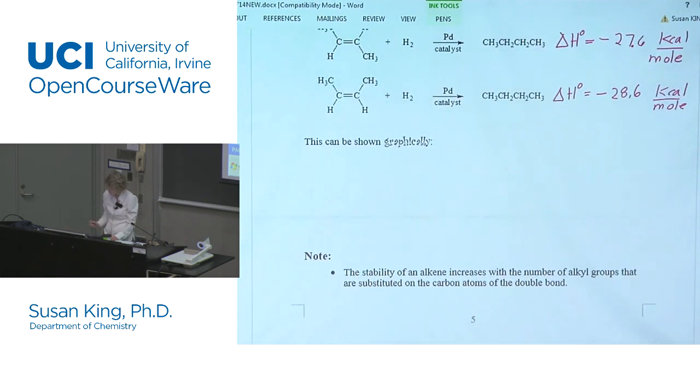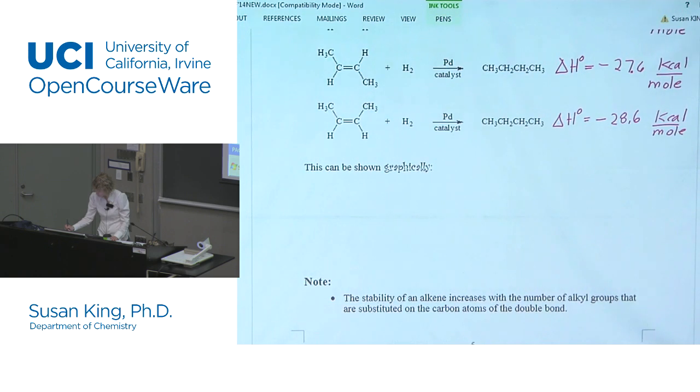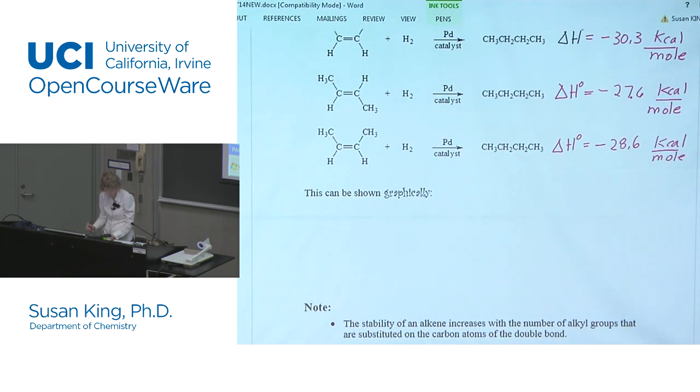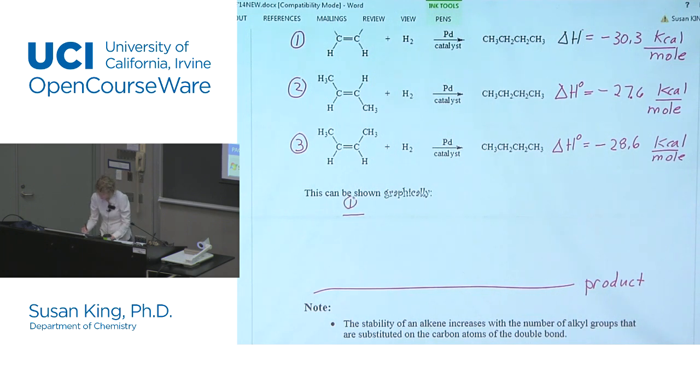All right, so the first one gives off minus 30. We'll call this one number 1, this one number 2, and this one number 3. Here's the energy of the product, and it's the same for all of them, same product. This one here, number 1, gives off minus 30.3.